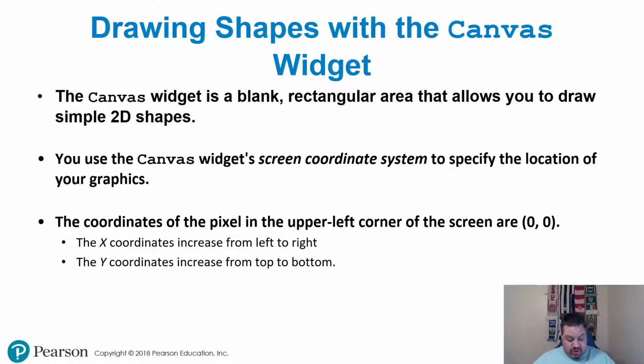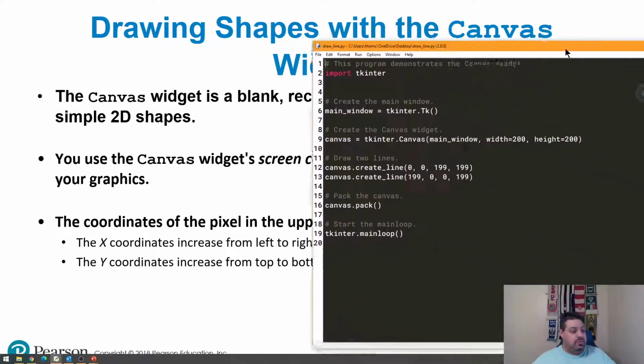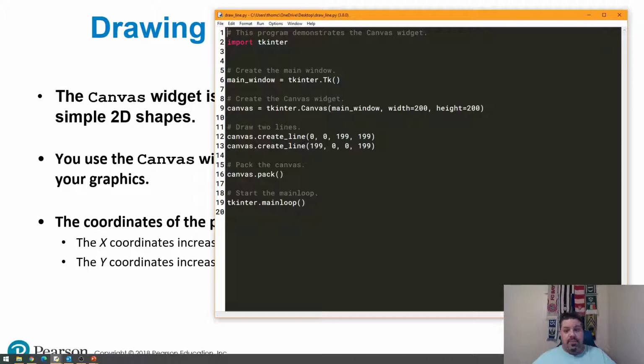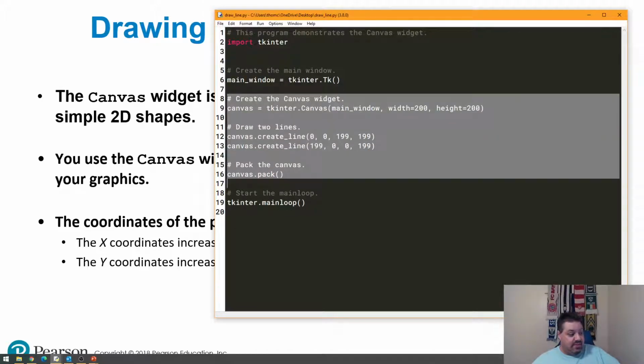So effectively what you end up doing here is creating a blank window, and that blank window actually has a coordinate system to it. When you create your window, you then create what's called a canvas. The canvas widget has a geometry to it. So let me drag this over here. Again, we're importing tkinter, we have our main window, we have our main loop.